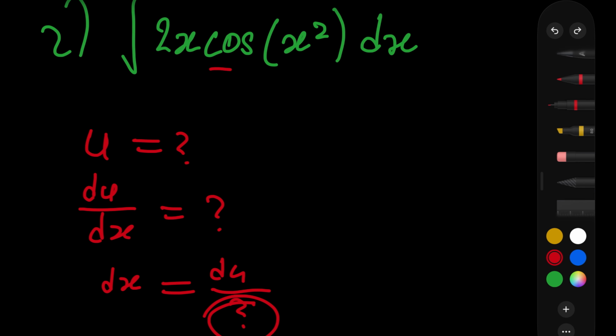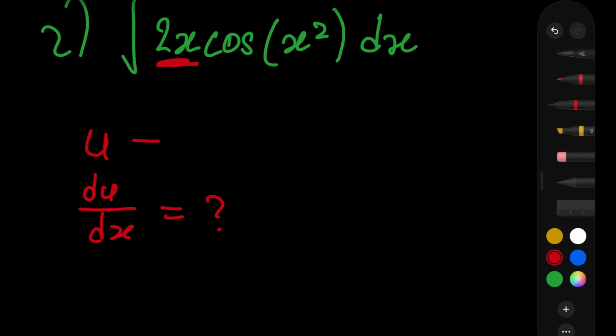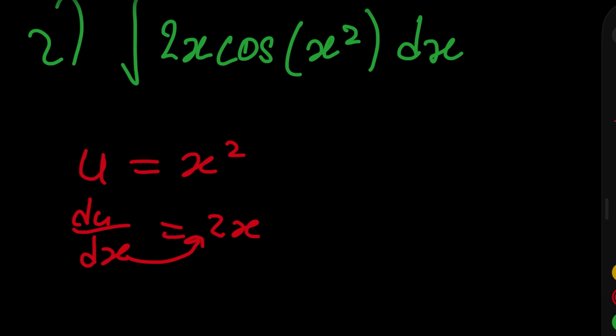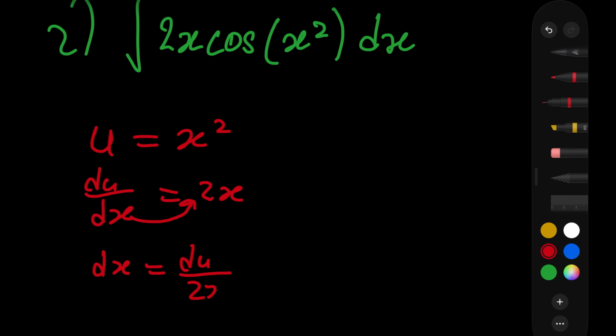As you notice, if we choose cosine x squared as our u, that won't work, because if we take the derivative of cosine, that'll give us sine, but that won't work. Then let's try x squared. If we take the derivative of x squared, we get 2x, and you see there's a 2x there, which can cancel out. So let's actually try that. Let's say u is x squared. That means du over dx is 2x. Then we can rearrange this, so we get dx on the top and 2x on the bottom. So you get dx isolated is equal to du over 2x.